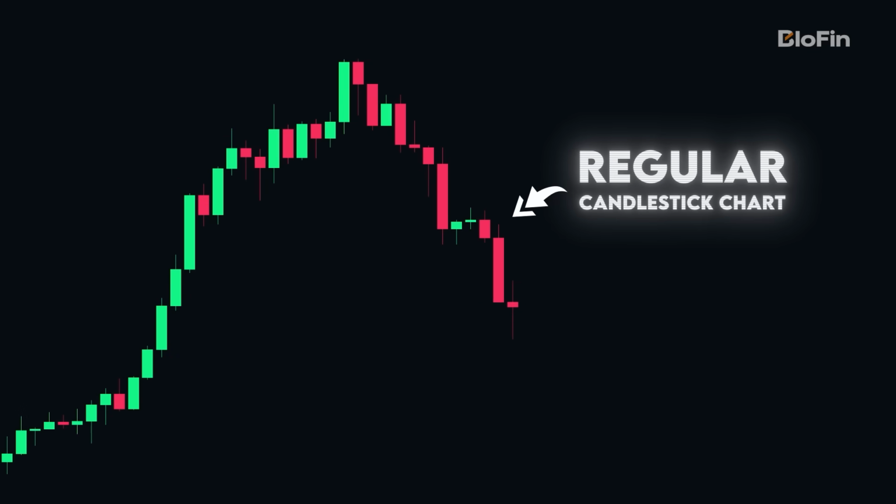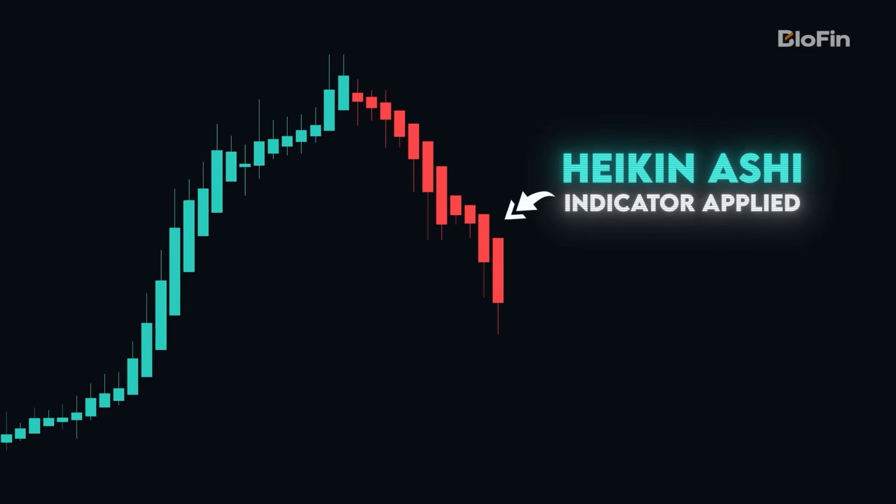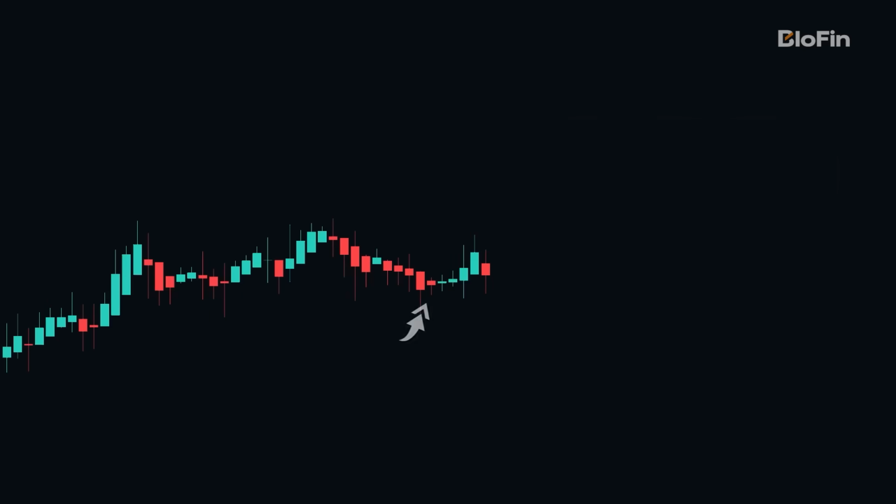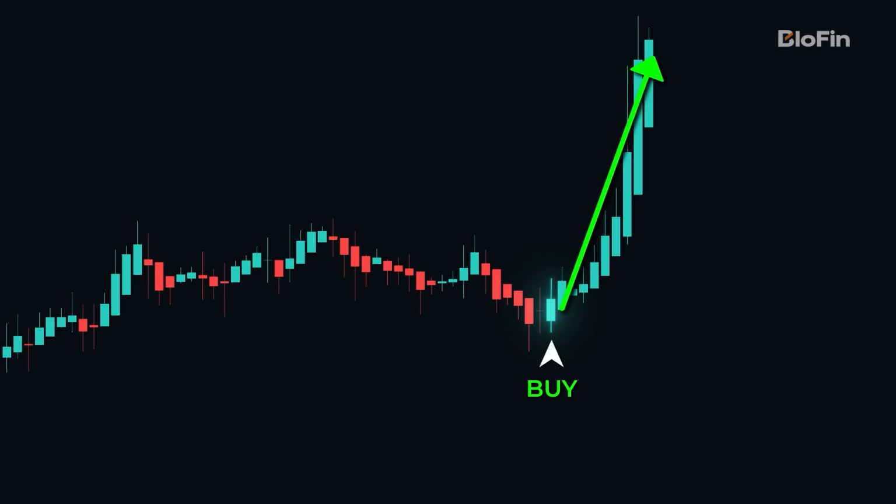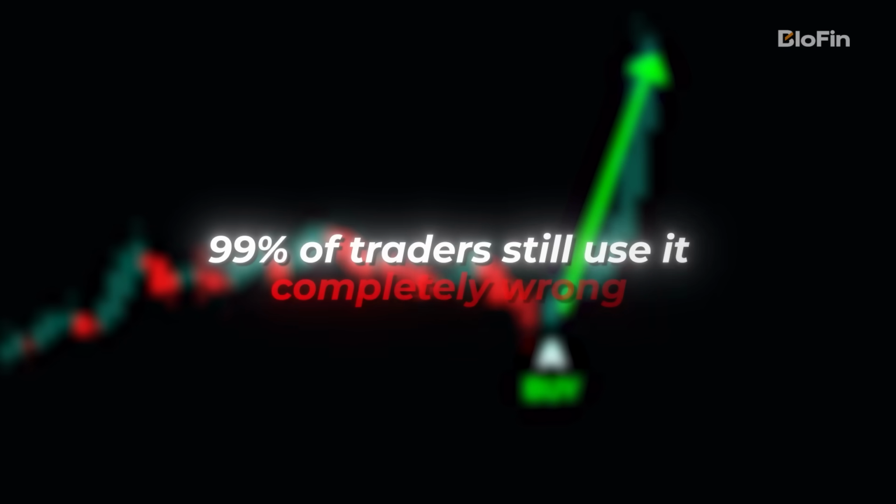This is a regular candlestick chart. And this is what it looks like when the Heikin Ashi indicator is applied. When used correctly, this simple indicator can turn basic setups into huge winning trades. But here's the problem. 99% of traders still use it completely wrong.